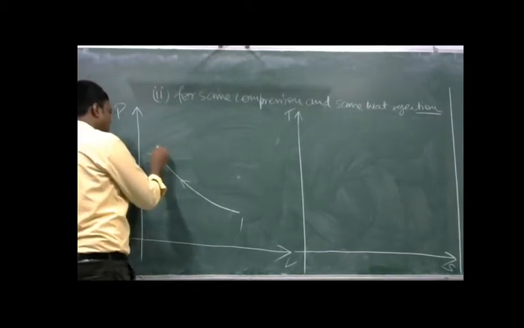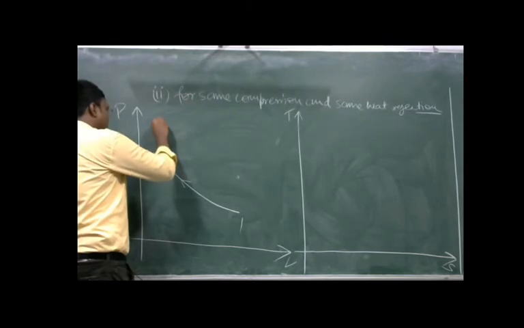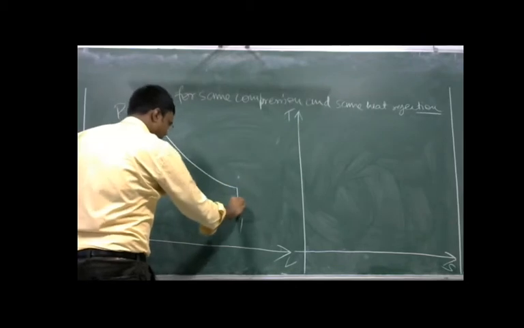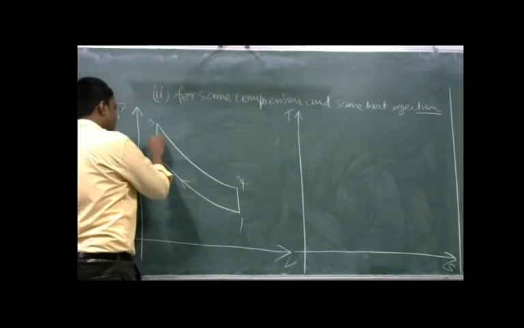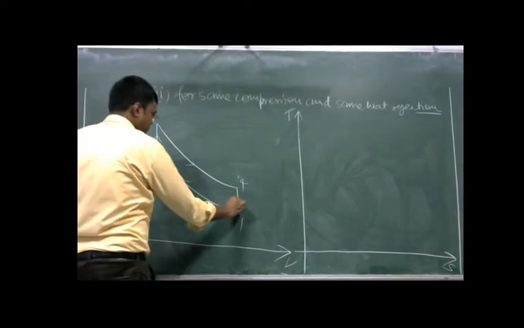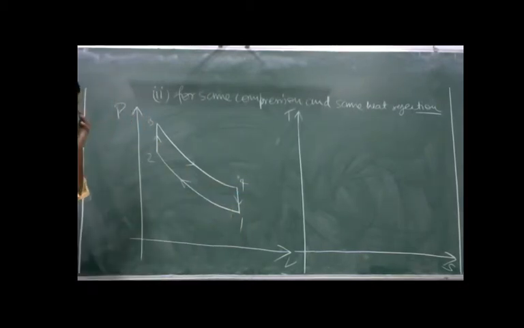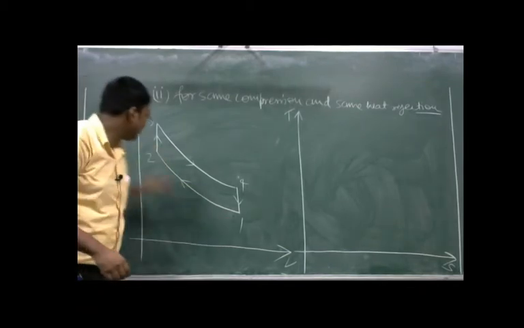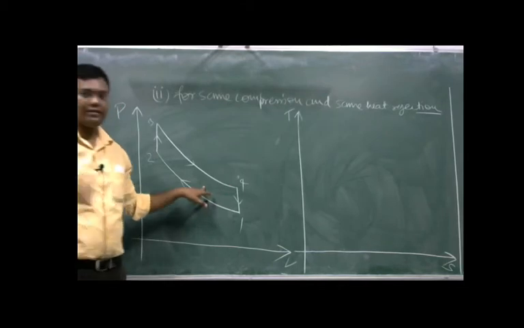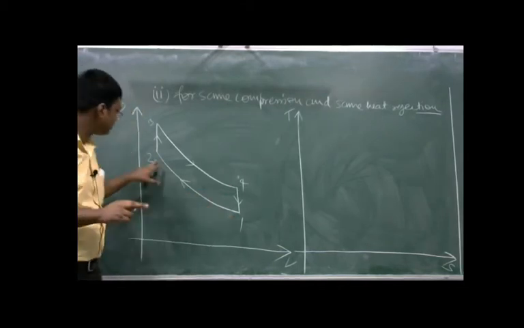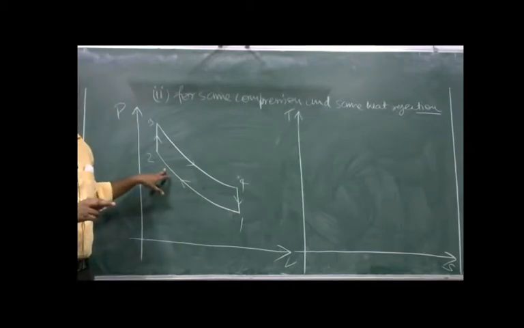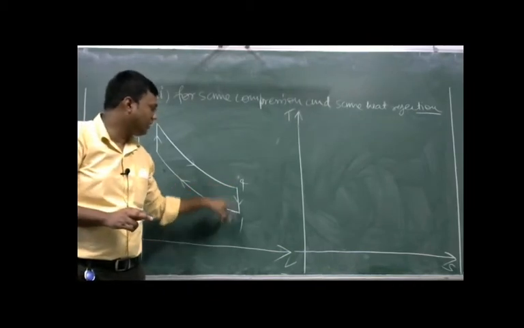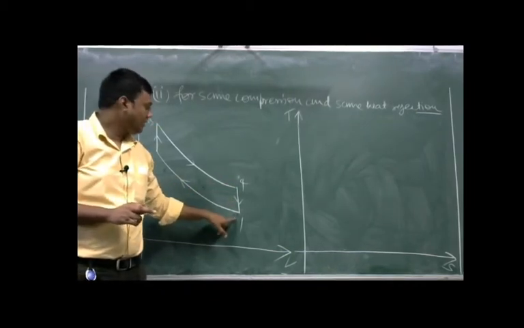1, 2, 3, 4. 1 2 3 4 1. This is for Otto cycle. Now for diesel cycle we have to keep this compression ratio from 1 to 2. This process will be same for diesel cycle, but heat rejection should also be same. Heat rejection means from 4 to 1. This we also need to keep same for diesel cycle.